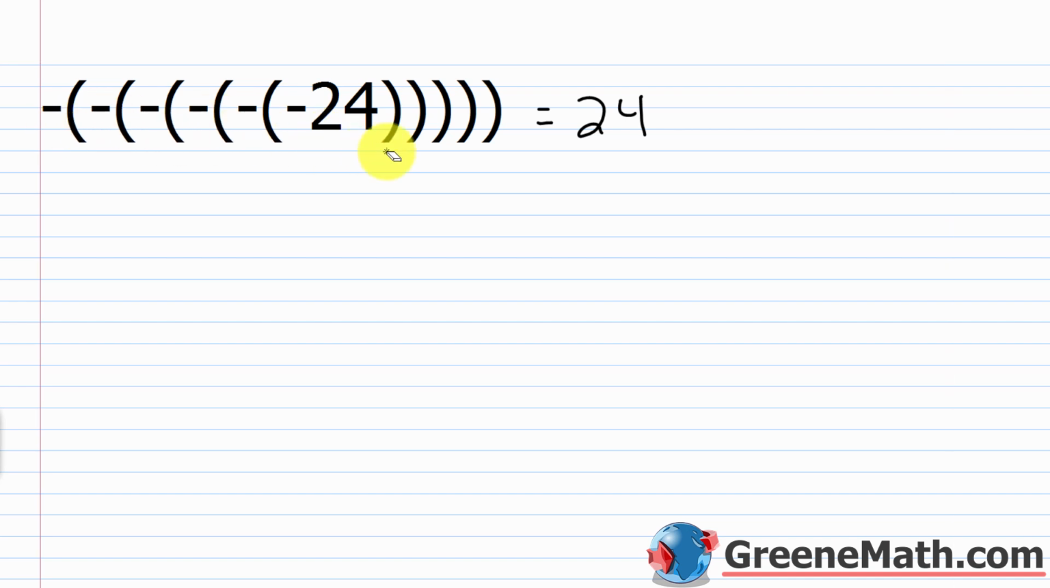Again, you can also look at it and see, hey, can I pair these up? So this would pair up and become positive. This pairs up and becomes positive. This pairs up and becomes positive. Right? Each pair of those negatives makes a positive.